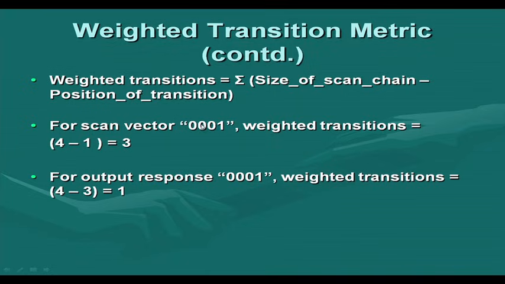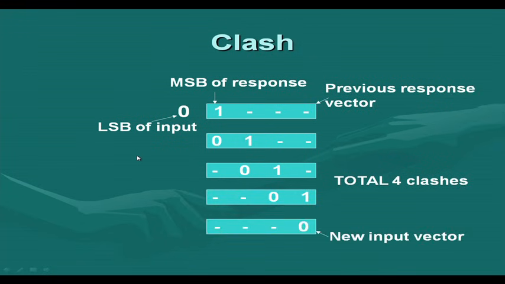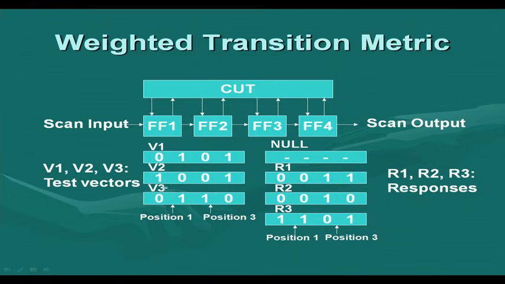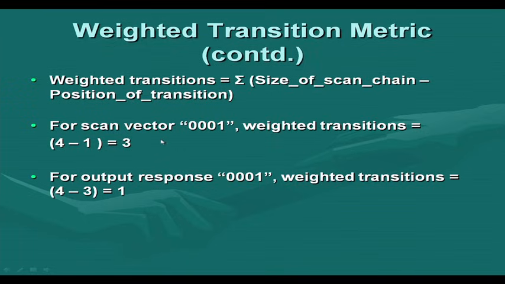If there are more transitions here, of course, those will also be added. In fact, in the previous example that we were considering, this is our position 1, there is a transition. So, it is 4 minus 1, that is 3, plus position 3, there is a transition, 4 minus 3, that is 1. So, in total there will be 4 transitions that will occur in the entire scan chain in the shifting of this pattern. That way we can have this weighted transition metric computed.